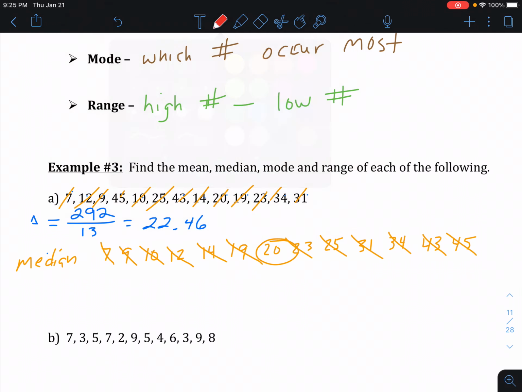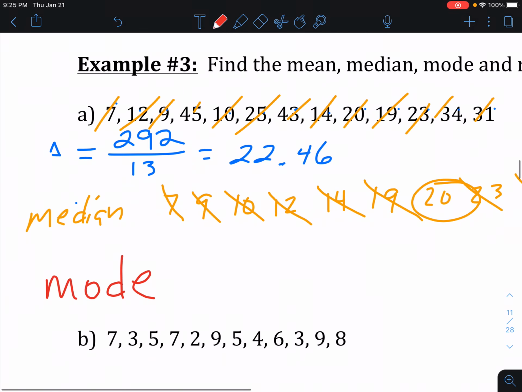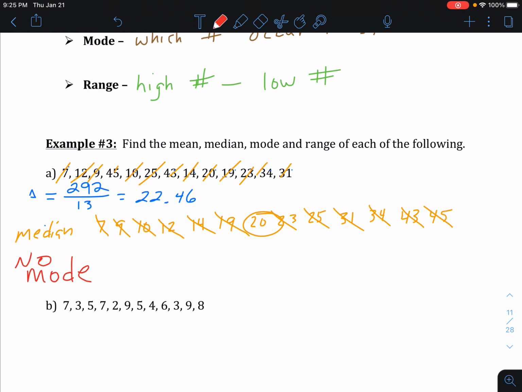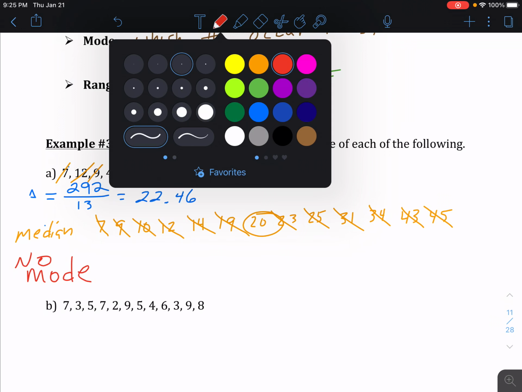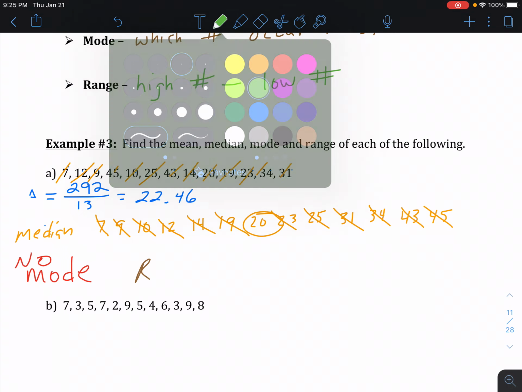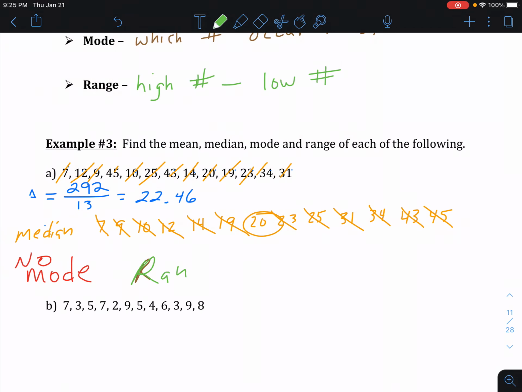Okay, next up is mode. So I look at any numbers that repeat. No numbers repeat, so there's actually no mode. Don't put 0, you literally write no mode. And then the range. The range is highest number minus lowest number, so the range is 38.